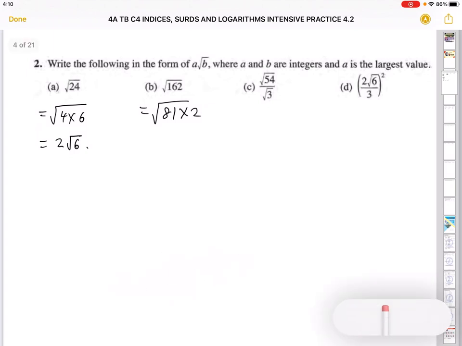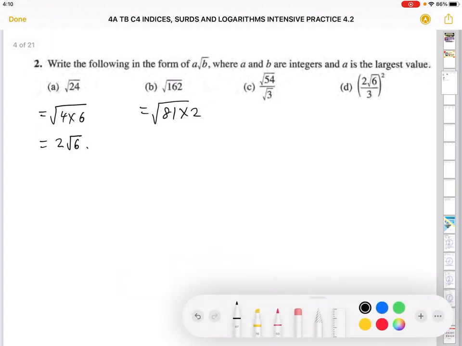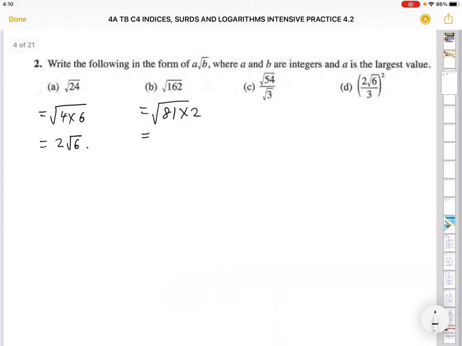In fact, with the silver calculator, or the KSSM black one, we can actually simplify the surd right away. But that will not be accepted in the exam; you have to show your working. So square root 162 is actually square root 81 times 2, and 81, when you square root, you will get 9, right? So this will be 9 surd 2.